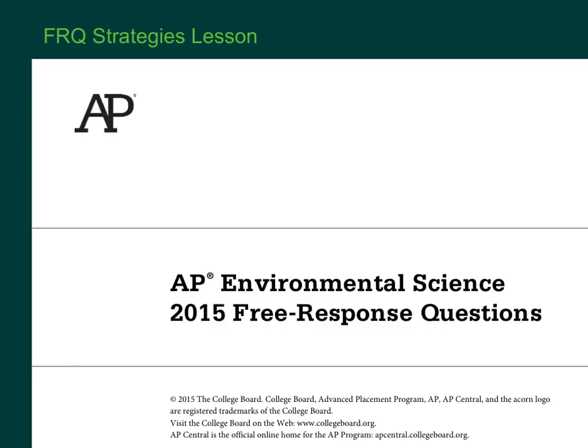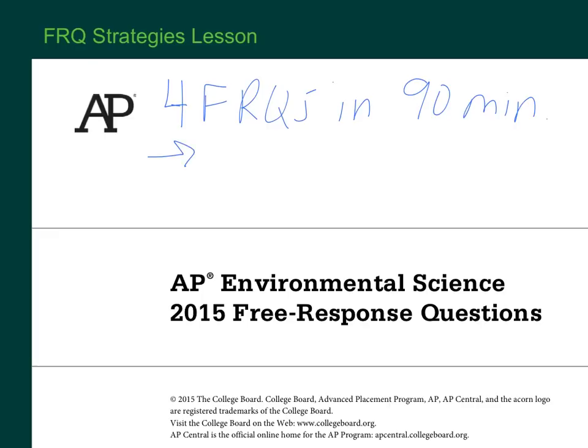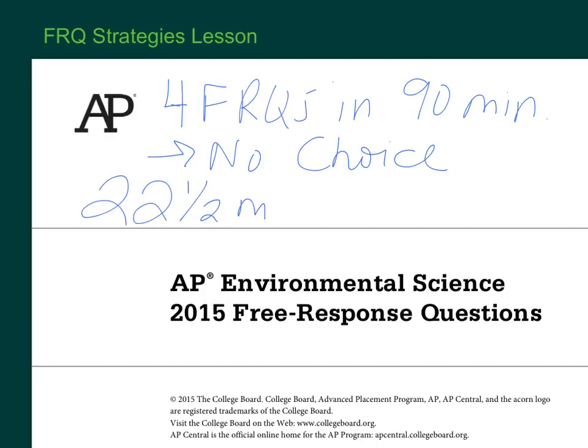So for AP Environmental Science, you're going to have 4 FRQs in 90 minutes. And there is no choice. So some AP tests give you 5 and you get to choose 3, but in our test, there is no choice, so you have to do them all. So this averages out at about 22.5 minutes per FRQ.